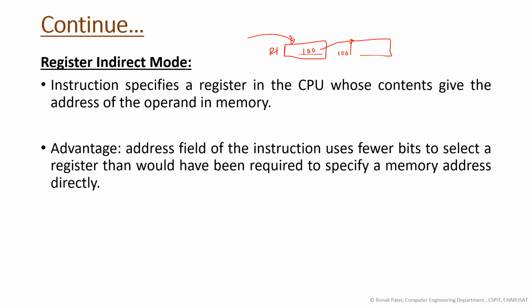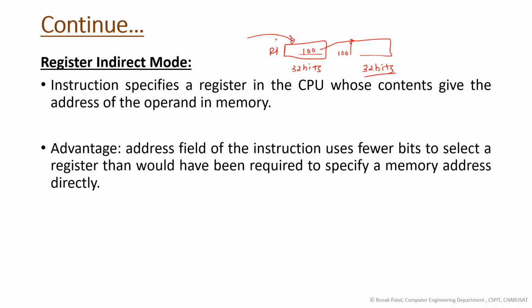The advantage is that the address field of the instruction uses fewer bits to select a register than would have been required to specify a memory address directly. So your physical address may have more bits, right? Suppose your physical address has 32 bits to specify the address. Your register length must be 32 bits.